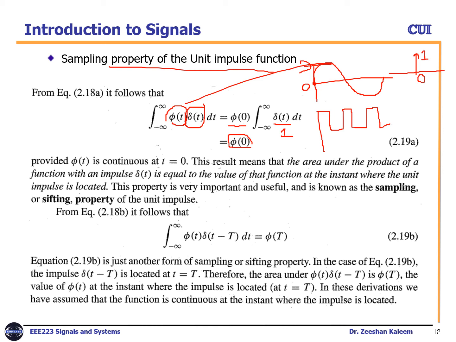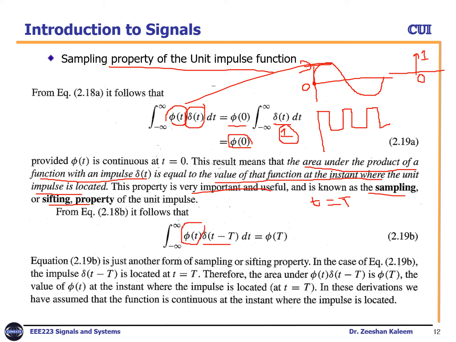So provided phi(t) is continuous at time 0, this result means that the area under the product of a function with an impulse delta(t) is equal to the value of that function at the instant where the unit impulse is located, as I mentioned. This property is very important and useful and is known as the sampling property or the shifting property of the unit impulse. In another example, this one was at time 0. If we take the impulse at time t equal to capital T, then what would be the value of phi(t) at T that we will get in the output?